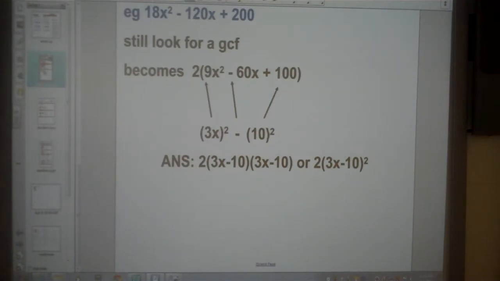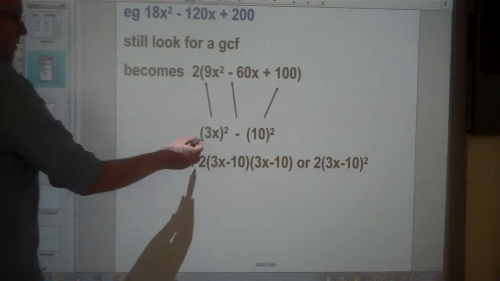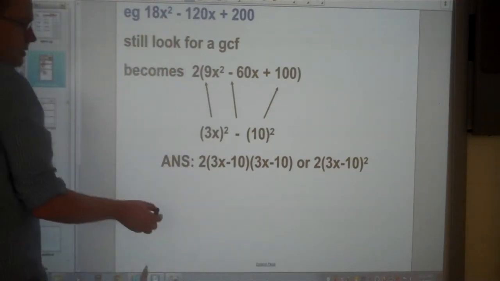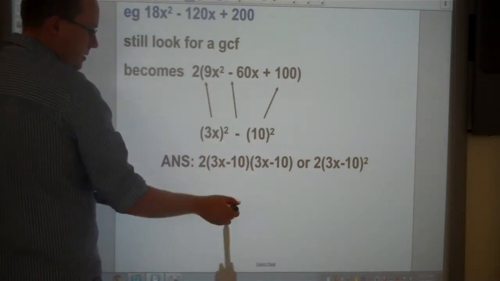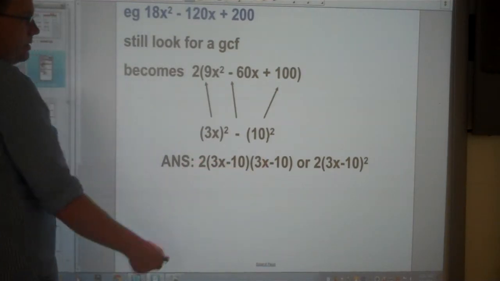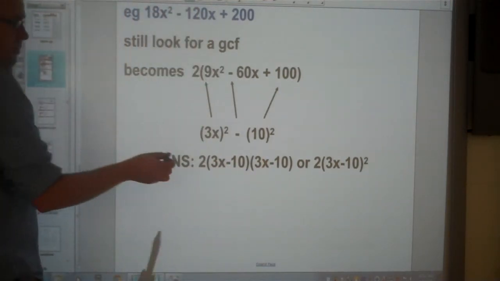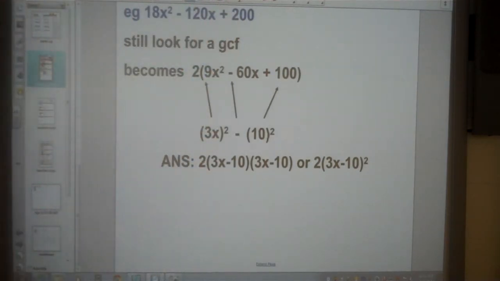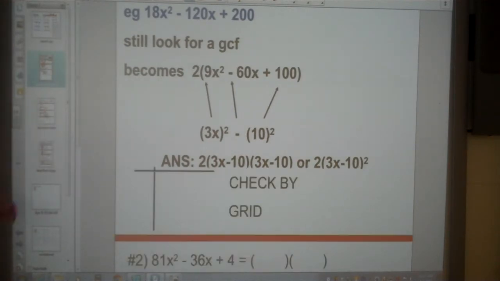Now if you want to check your answer for this one to see if it's right, then you have to do 3x times 3x is 9x squared, times 2 is 18x squared. 3x times 10 is 30, times 2 is 60. Negative 10 times 3x is 30, times 2 is 60, and the 60 and the 60 do give you 120. 10 times 10 is 100, times 2 gives you your 200. So you can still check your answer to make sure that you have it right.